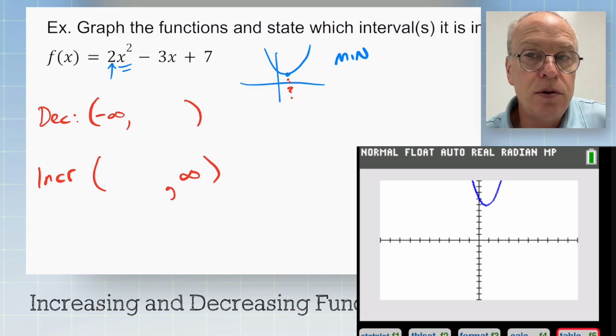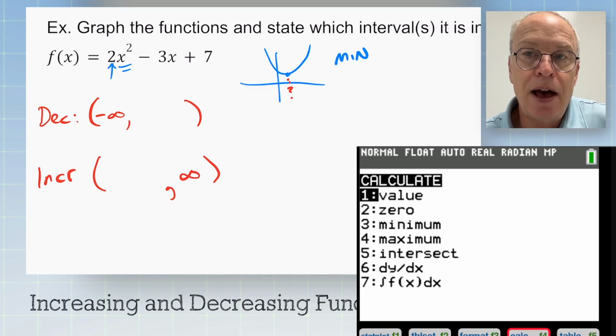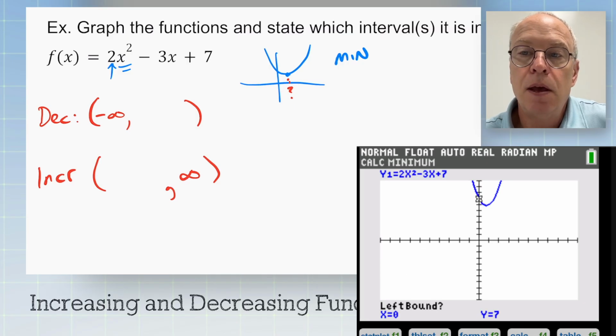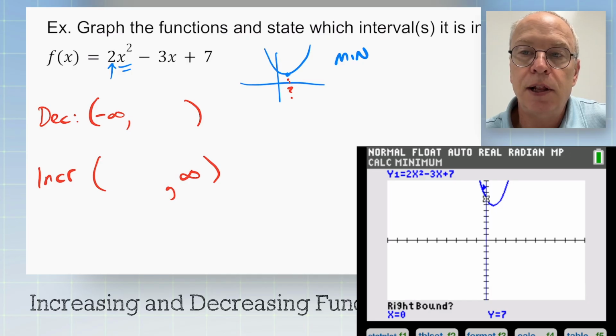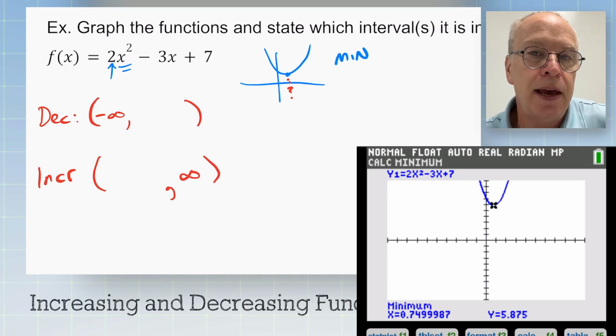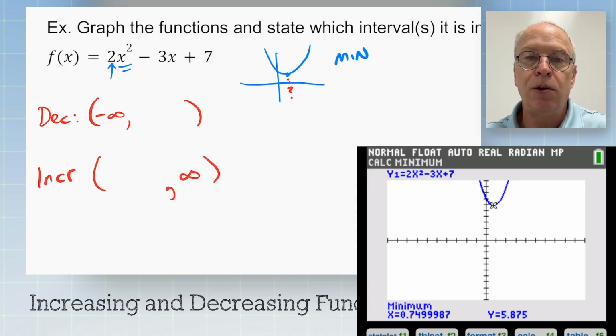So the way you do that is you do second calculate, so that's second trace, and we're going to find a minimum because this thing bottoms out. And then it says, okay, cool, I can help you with that. Let's go a little to the left. Let's go a little to the right of wherever that little dip is, and then hit enter again, and it will tell you exactly where it happens.